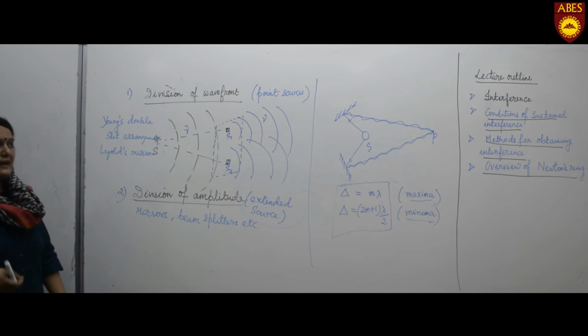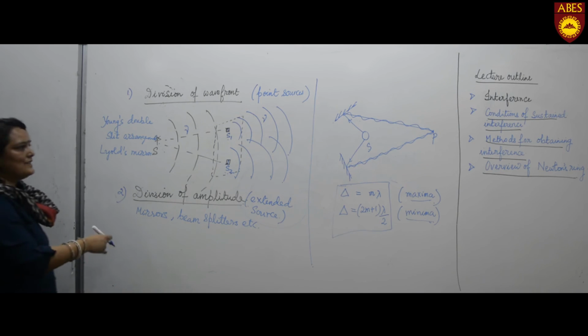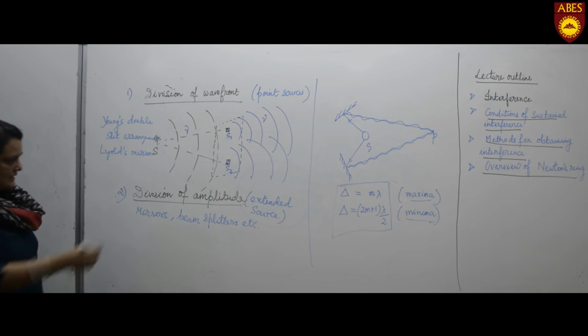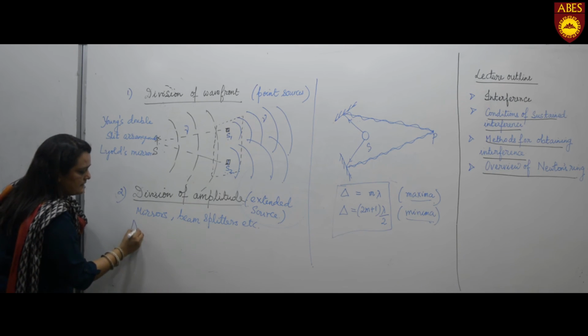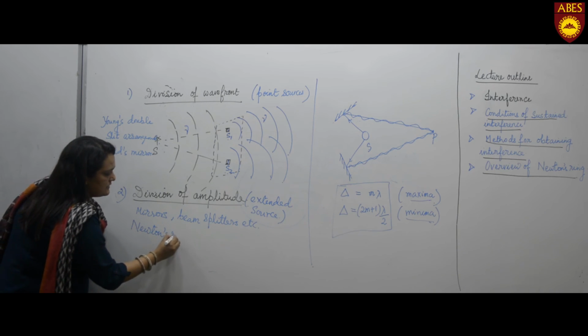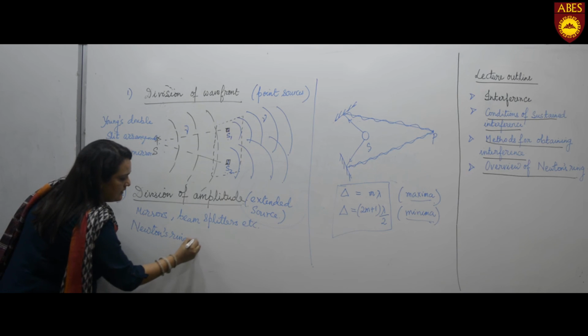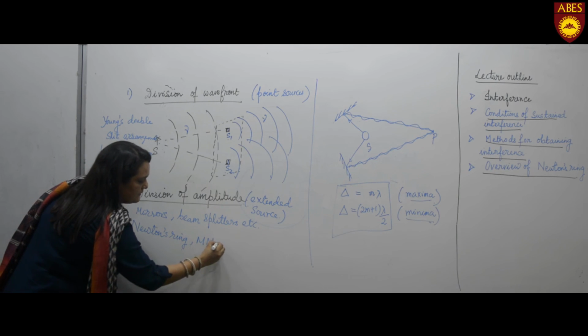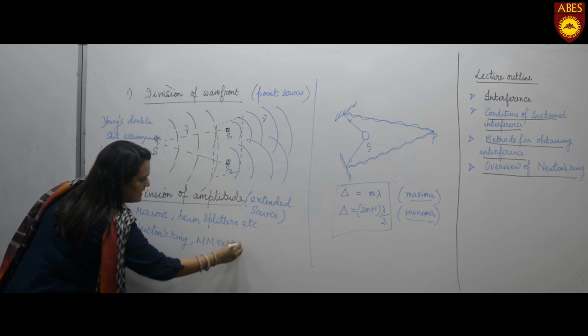Now in division of amplitude part, which basically deals with intensity division, it has examples like that of an arrangement which we call as Newton's ring, Michelson interferometer, etc.